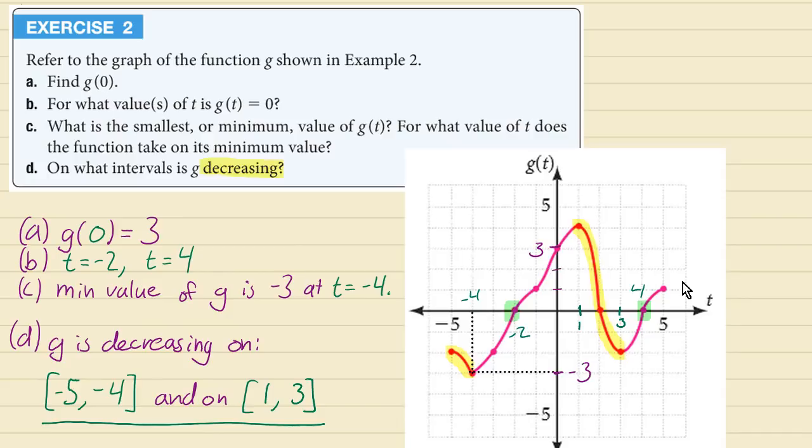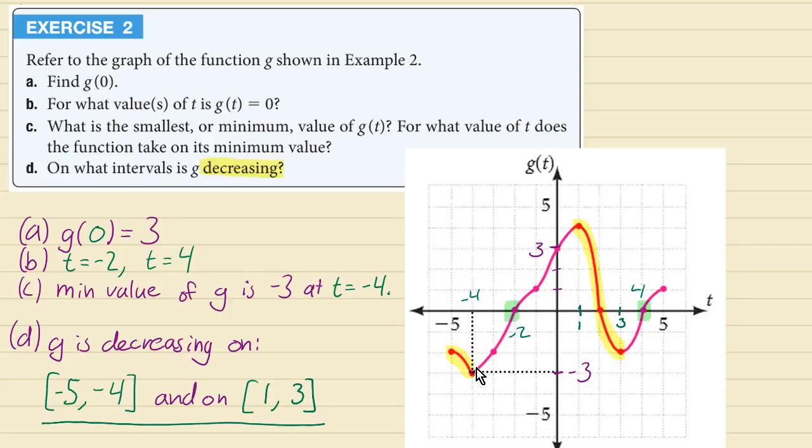And here's those answers. G of 0 is 3, because if you plug in x equals 0, the y value as the result is 3. So 3 is the answer to that. What values of t makes g of t equal to 0? So that g of t is 0 means the y coordinate is 0. So that's talking about the t-intercepts. And that happens at g of negative 2 is 0 and g of 4 is 0. And the minimum value of g is negative 3, and that happens when t is negative 4.